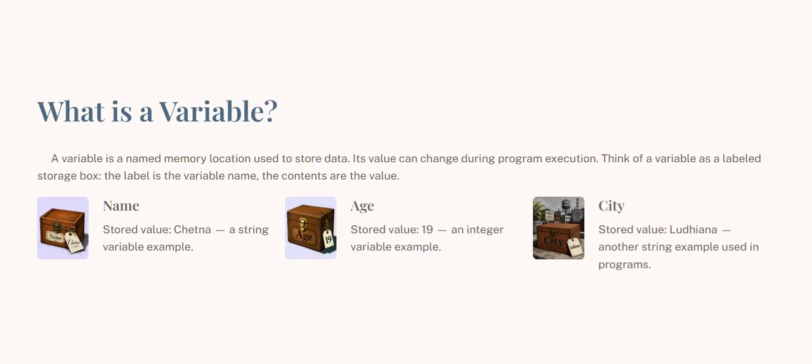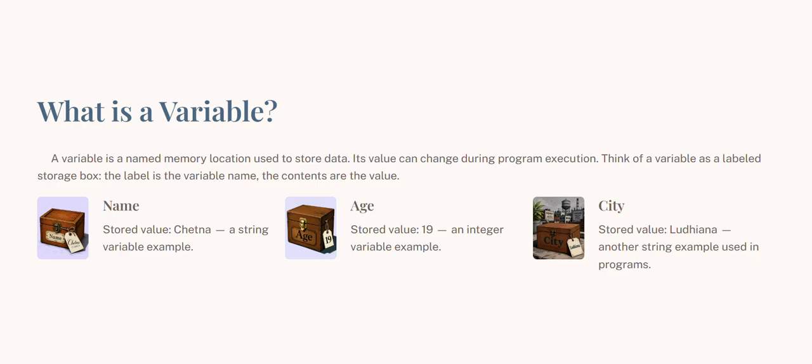And what is a variable? A variable is a named memory location, a place where you store data. Its value can be changed during program execution. While you are running the program, if you want to change the value of the given variable, you can do that. We can think of a variable as a labeled storage box. There is a box that is labeled and you are storing values in it. The label is the variable name and the contents are the value.